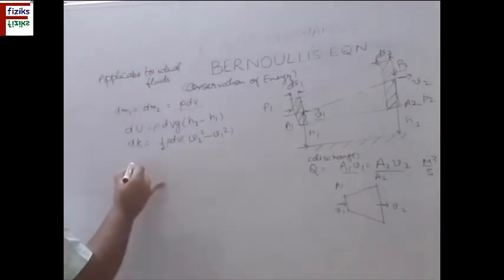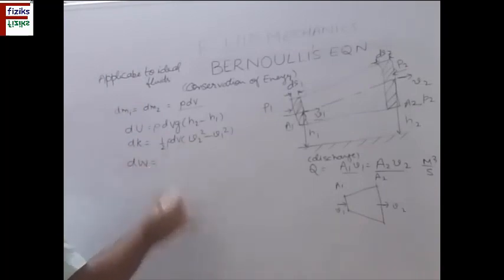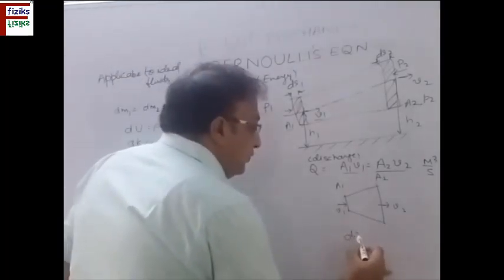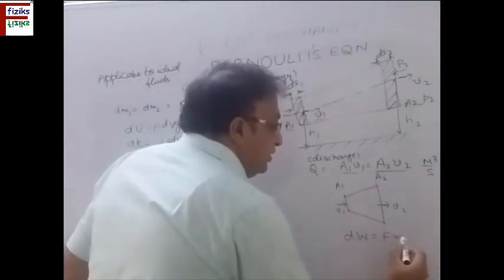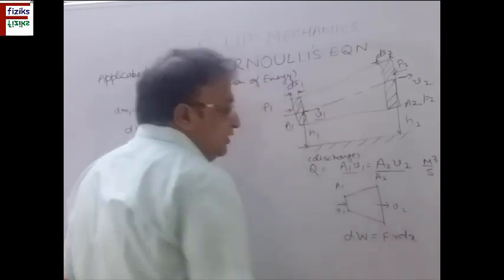So dW is the work done. Now, work done, as you know, is force multiplied by displacement. dx is the displacement.